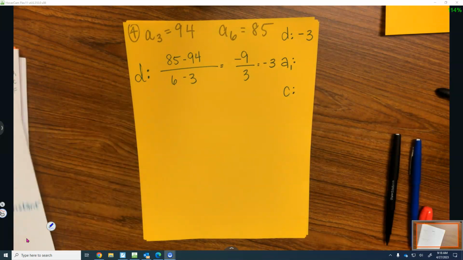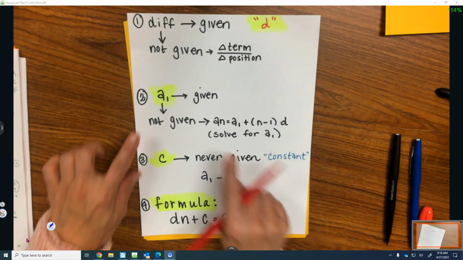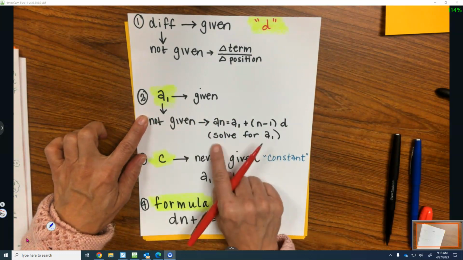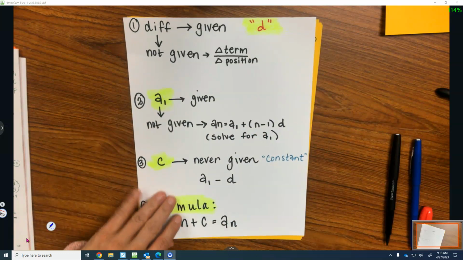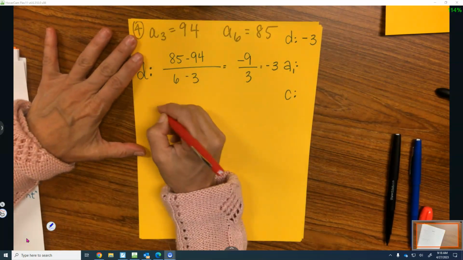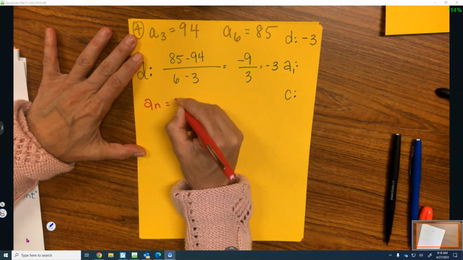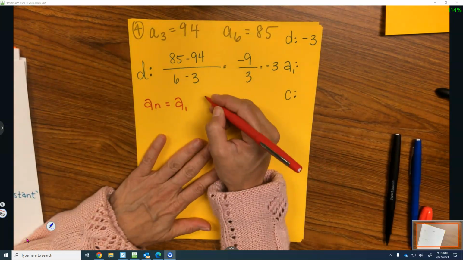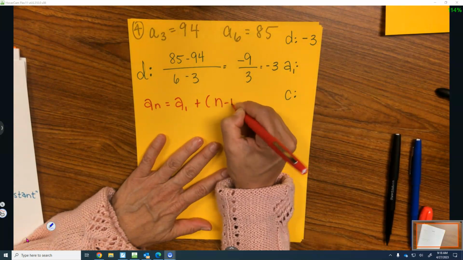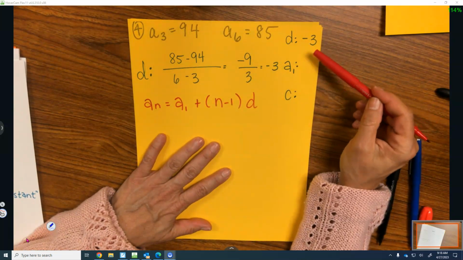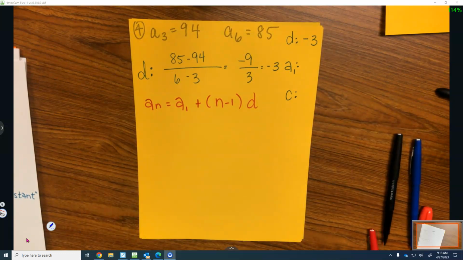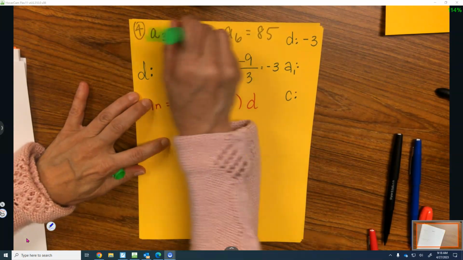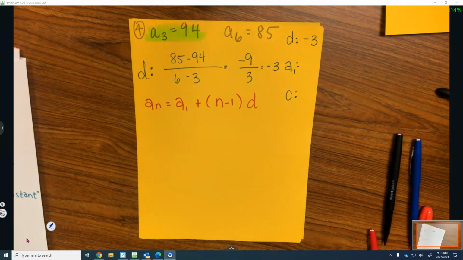All right, let's talk about finding the a value. Remember, if the a value is not given, we have to solve. We're going to use this formula, which is in your packet, and we're going to solve for a. So a sub n equals a sub 1 plus n minus 1 times the difference, which we now know is negative 3. So in order to do this, I'm just going to pick a term and a value. I'm just going to pick this to plug in and solve.